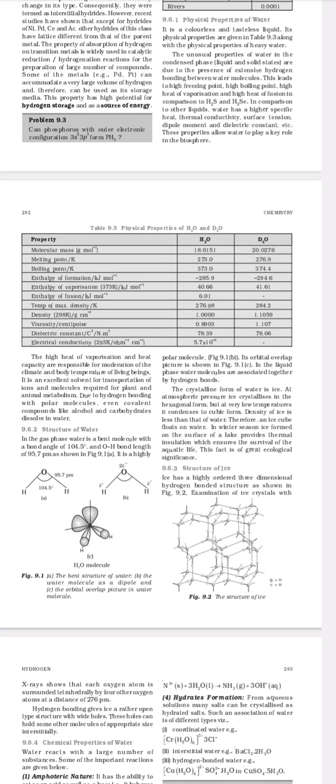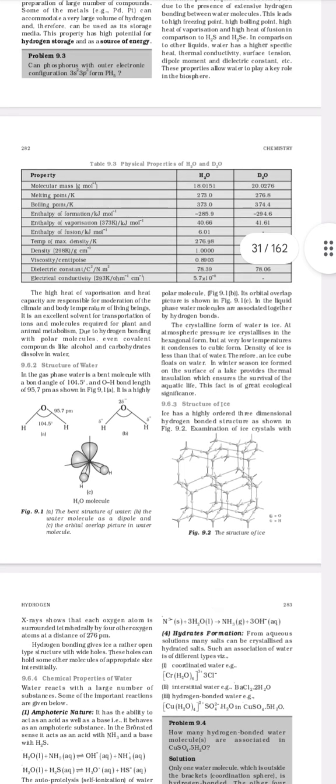The crystalline form of water is ice. At atmospheric pressure, ice crystallizes in the hexagonal form, but at very low temperature, it condenses to cubic form. Density of ice is less than that of water. Therefore, an ice cube floats on water. In winter season, ice formed on the surface of a lake provides thermal insulation which ensures the survival of aquatic life. This fact is of great ecological significance.